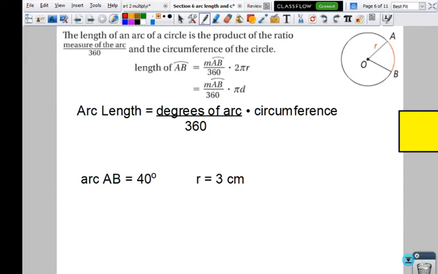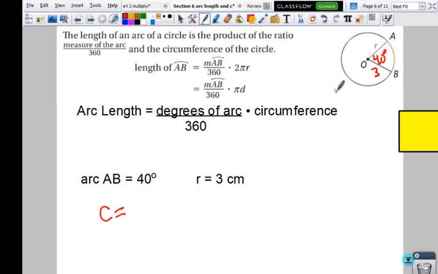So every time you're finding an arc length, you always need to find the circumference first. If I have in this circle up here arc AB is 40, that means arc AB is 40 degrees, and the radius is 3, we can find the arc length of AB. So first thing I need to do though is find the circumference before I do anything else.